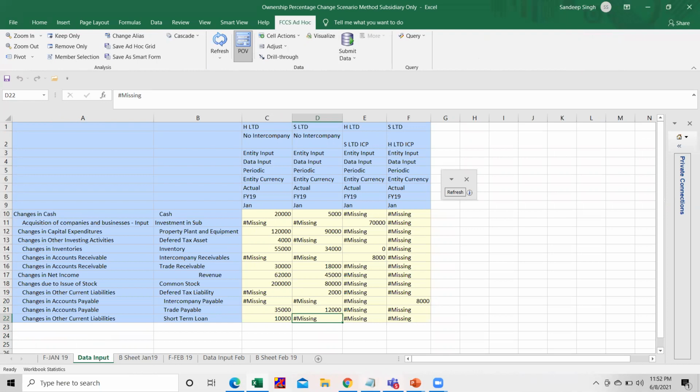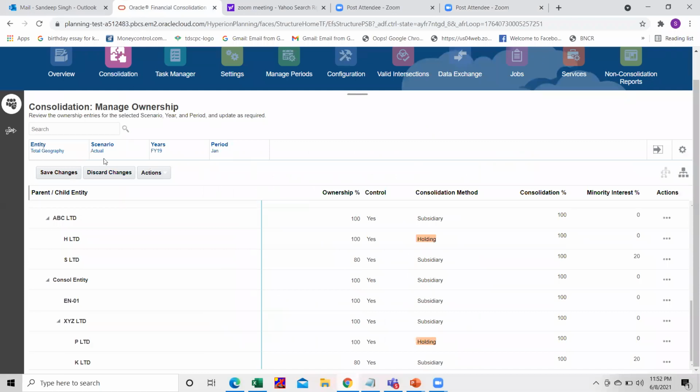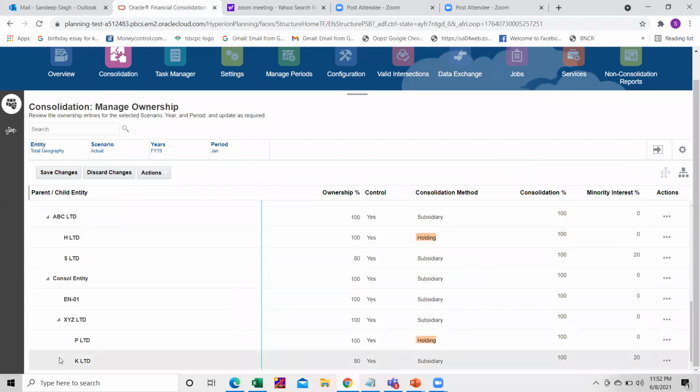Now I will show you what percentage I have assigned for the ownership percentages. You see that my POV is for the month of January. This is my consolidated entity, ABC Limited. Under this we have two entities, and for S I have assigned the ownership percentage 80. So the consolidation method will be subsidiary. This is the ownership structure for the month of Jan.